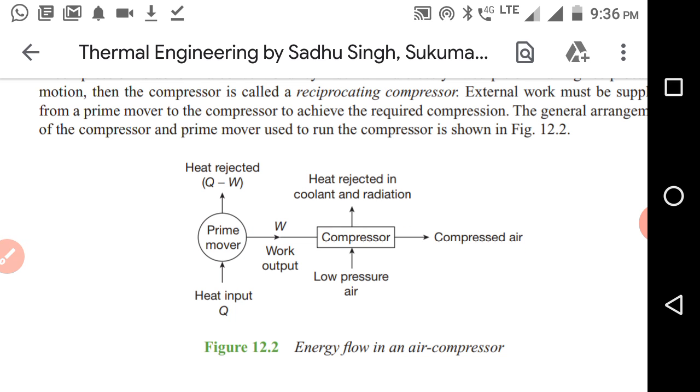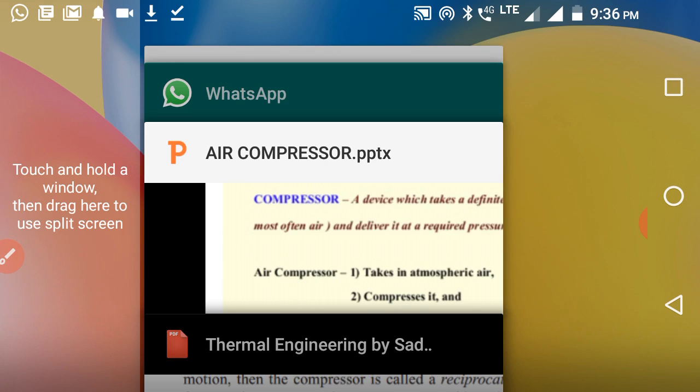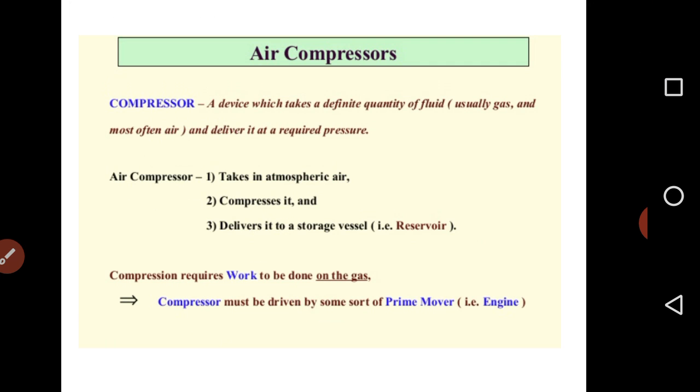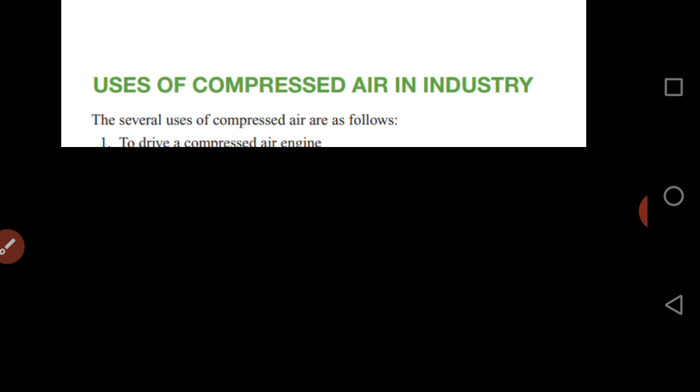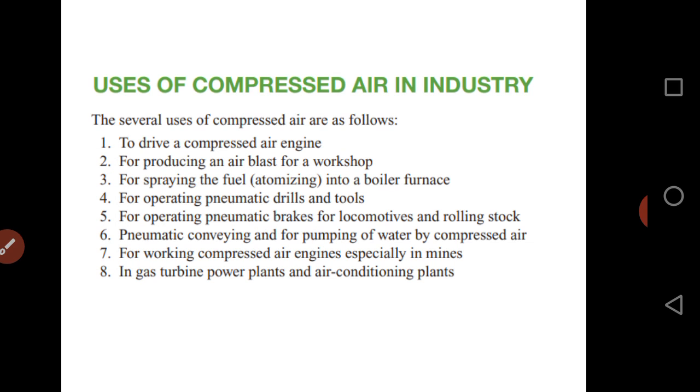So this is the basic concept of compressor. For running the compressor, we need a prime mover. Compressed air is very important for achieving many tasks in the industry. So these are some uses of compressed air in industry.